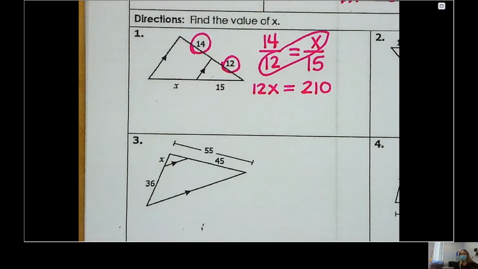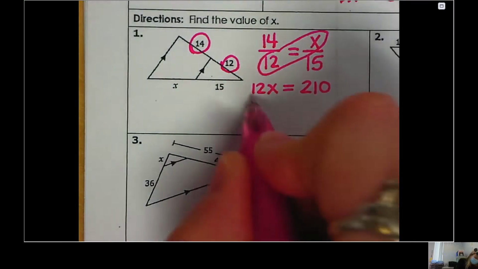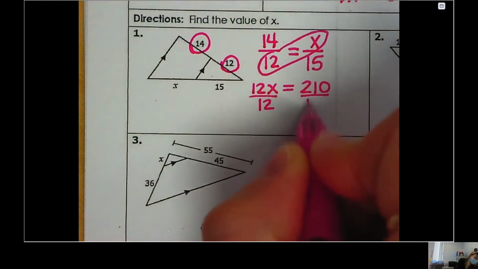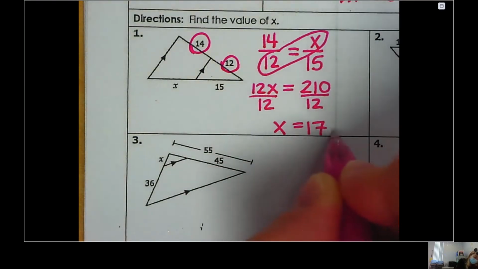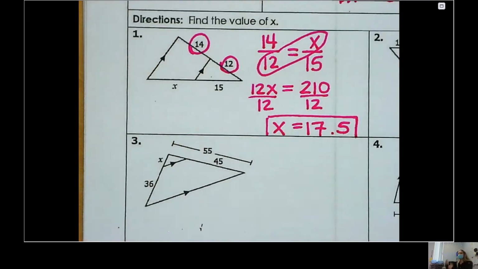What do I do now? It's just algebra. Divide by what? What's your x value? 17.5. Notice you definitely want a calculator today. Okay, and that was it. You're finished. You did it. Hooray, proportions. I told you this is like the easiest thing in your life.